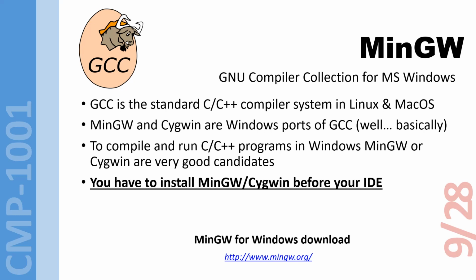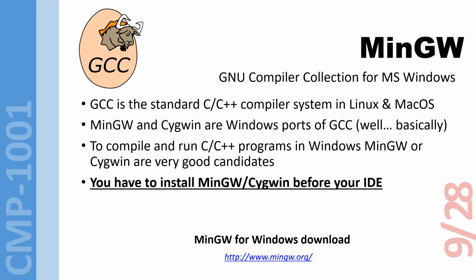A super common C++ compiler that people love is the one you are seeing on the top left, the GCC, the GNU Compiler Collection. GCC is the standard C++ compiler for Linux and macOS systems. So if you happen to have a Linux or macOS operating system, surprise, surprise, you already have GCC, and all you need to do is download an IDE and you can start running your code.